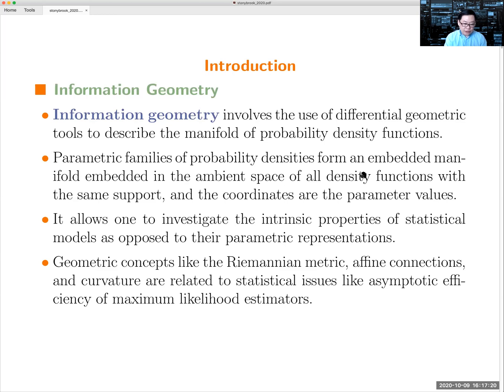And of course, instead of looking at the kind of geometry which is induced on the space of parameters, you want to instead study these problems using the intrinsic properties of these parametric families embedded in the space of probability densities. Of course this leads to geometric concepts like the Riemannian metric, affine connections, and curvature. And these in turn are related to statistical issues like asymptotic efficiency of maximum likelihood estimators.